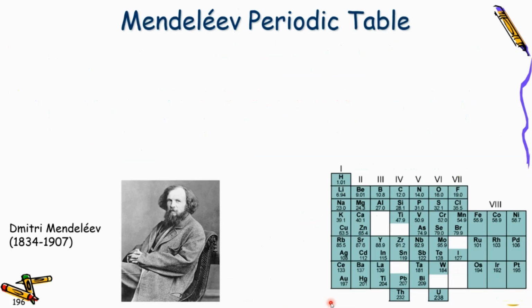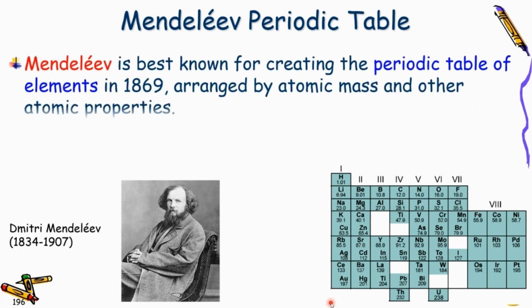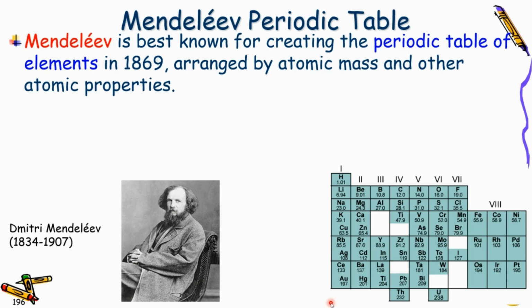Right, this is true now. This is called the Mendeleev periodic table. Mendeleev is a great man. He is best known for creating the periodic table of elements in 1869. At that time, these were the elements the scientists had found, and then he grouped them into this kind of table.